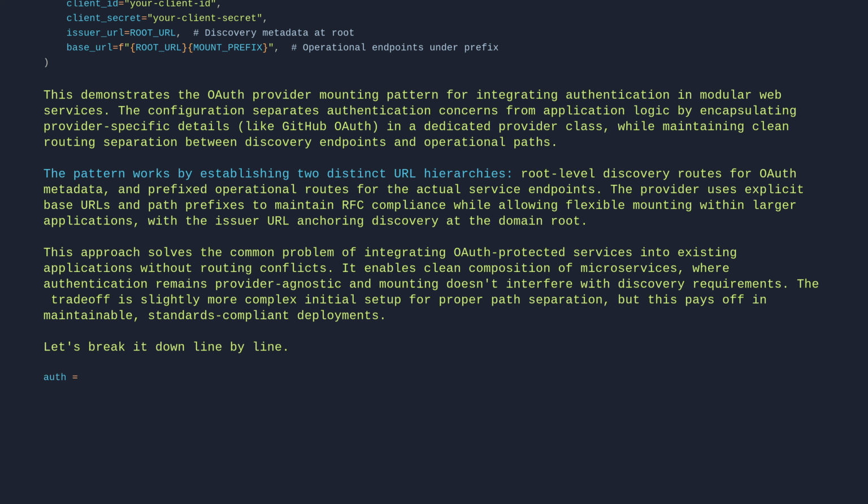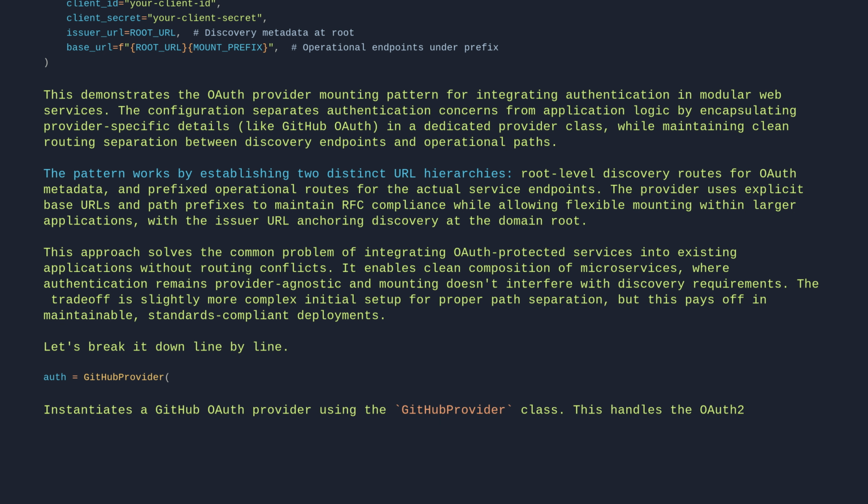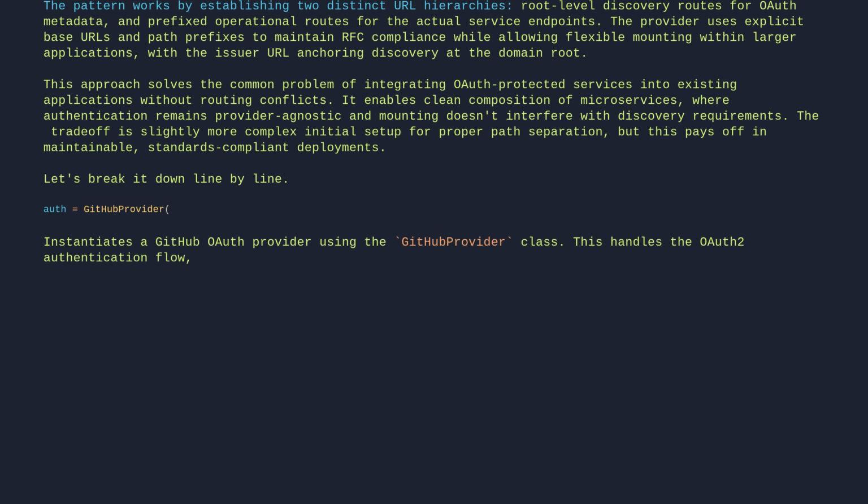auth = GitHubProvider. Instantiates a GitHub OAuth provider using the GitHubProvider class. This handles the OAuth 2 authentication flow, including token exchange and user validation, while abstracting GitHub-specific implementation details.